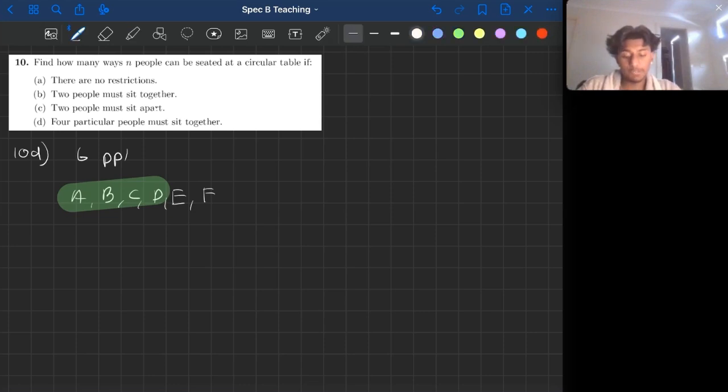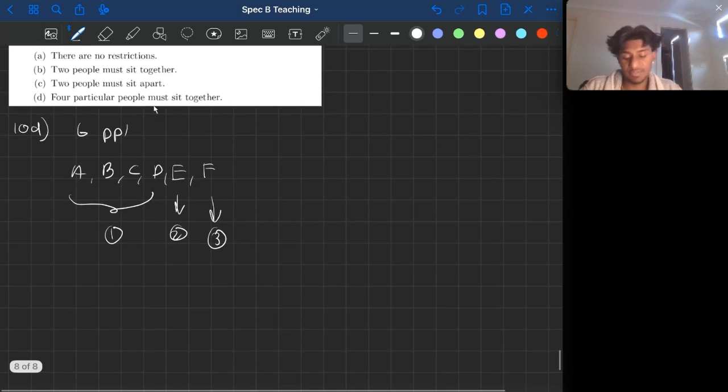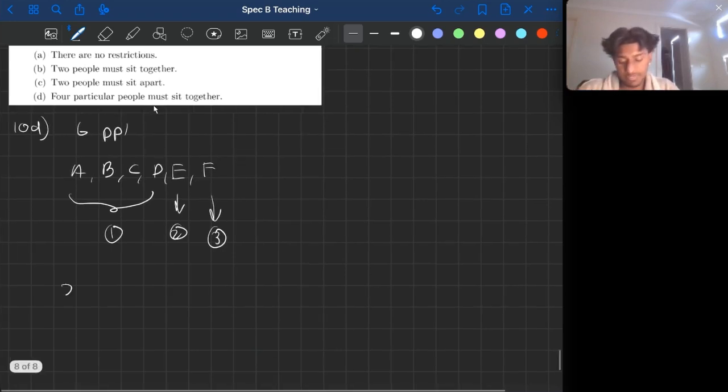So how many groups are there? Well, this is considered one group. This guy here is 2 groups, and this guy here is the 3rd group. So there's 3 groups overall. And remember, we fix one group. So we'll just fix one group at the top, and then the remaining we can have 2 factorial. But within group 1, we need to arrange the subgroups. So how we do this is by saying, okay, there are 4 people. How many ways can these 4 people be arranged? It's just 4 factorial. So this is the answer when there's 6 people.